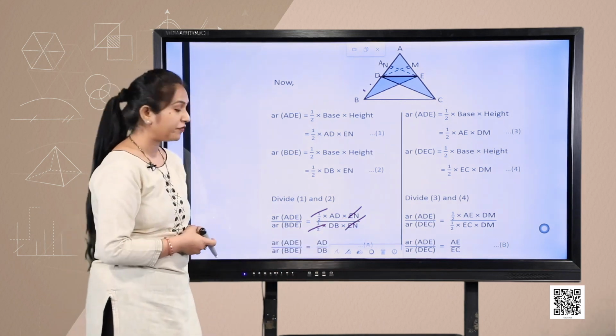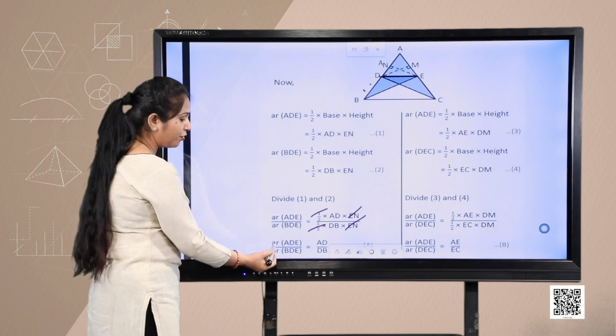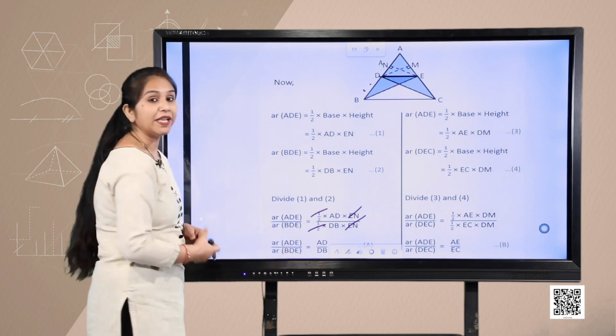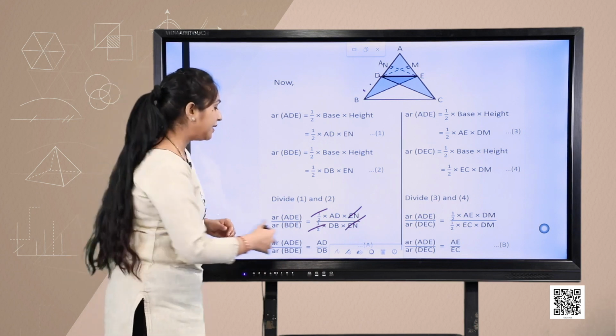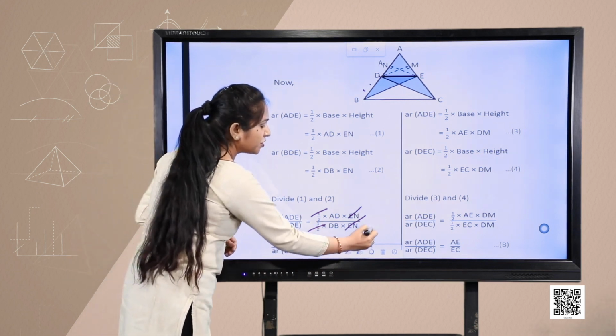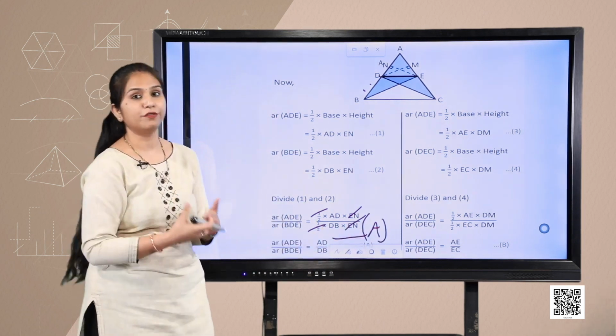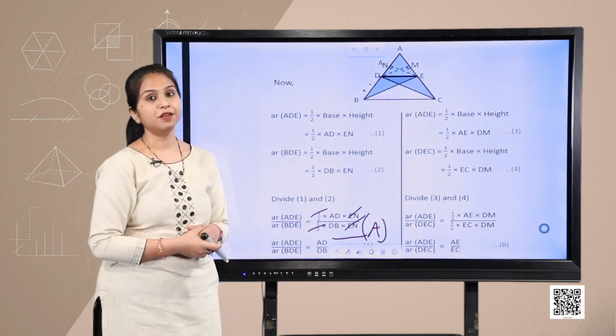So what are we left with? We are left with area of ADE upon area of BDE is equal to AD upon BD. Say this is your equation number A. You can denote it by any number, say 3 or 4, but I am using A here.